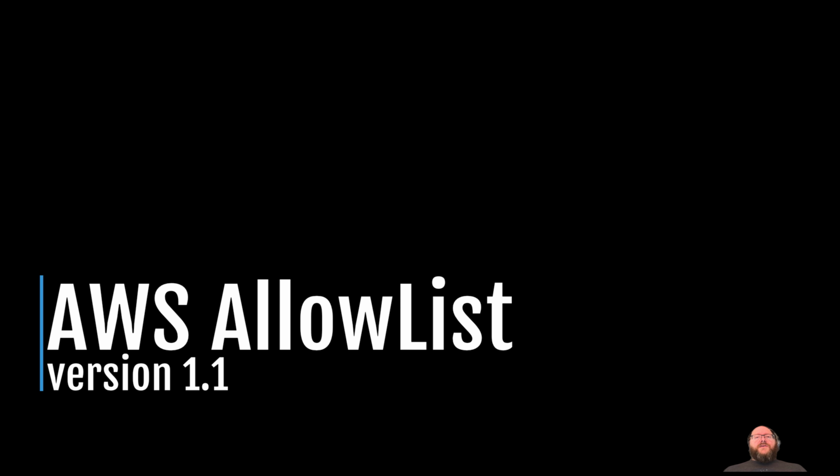I recently released version 1.1 of my AWS AllowList tool, which is a simple tool allowing you to adjust EC2 security groups on the fly to allow you to connect via SSH to EC2 instances. Before I show off any of the new features, let me start with a caveat.